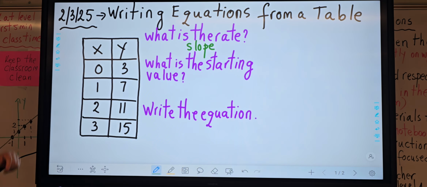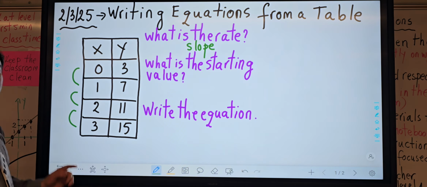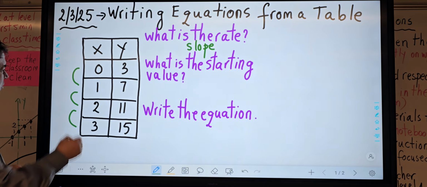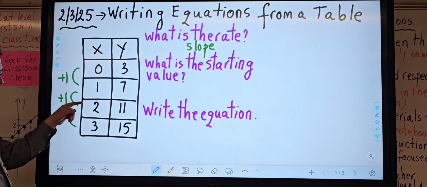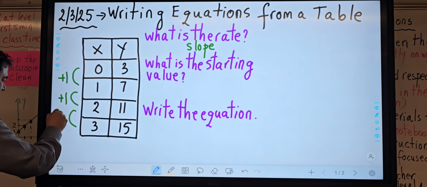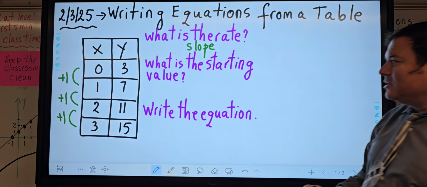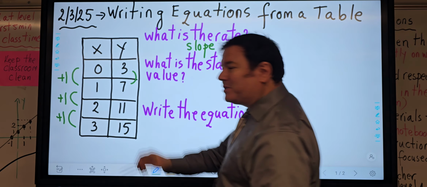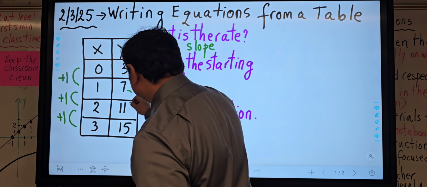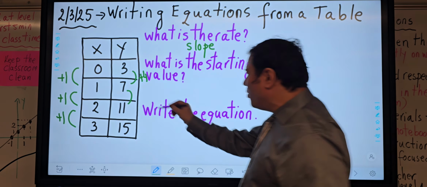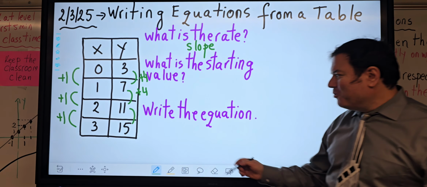If we look at the x values, each time the x values increase by 1. So from 0 to 1, we are adding 1. From 1 to 2, we are adding 1. And from 2 to 3, we also are adding 1. Let's take a look now to see if we see any pattern for the y values. From 3 to 7, we are adding 4. From 7 to 11, we are adding 4. And from 11 to 15, we are adding 4.